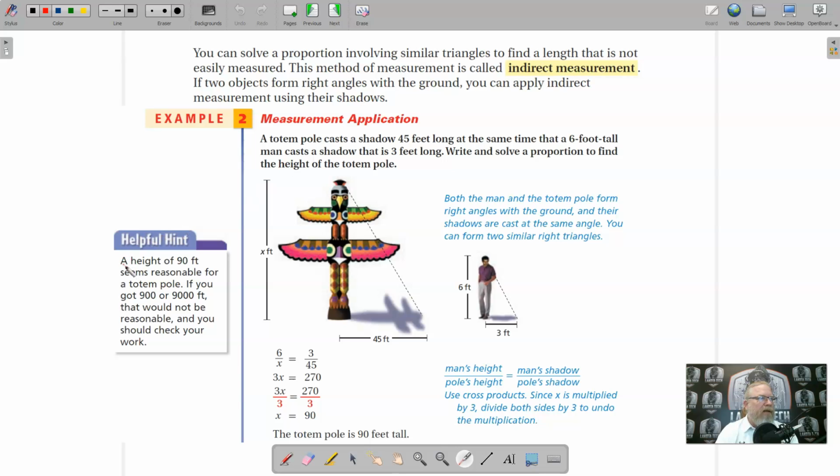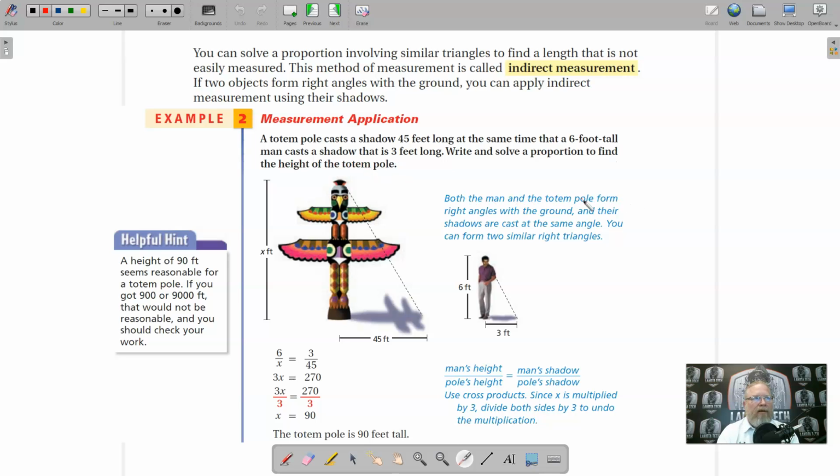If two objects form right angles with the ground, you can apply indirect measurement using their shadows. Helpful hint: I guess we should read this after we get the solution. So we'll come back to that after the solution. A totem pole casts a shadow 45 feet long at the same time that a 6-foot man casts a shadow that is 3 feet long. Write and solve a proportion to find the height of the totem pole.